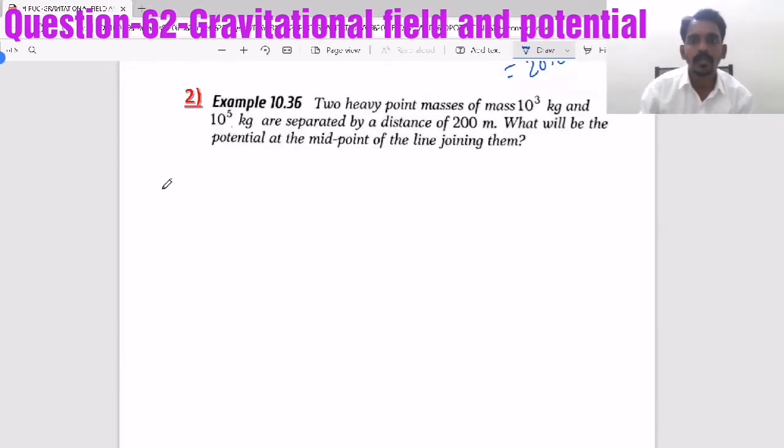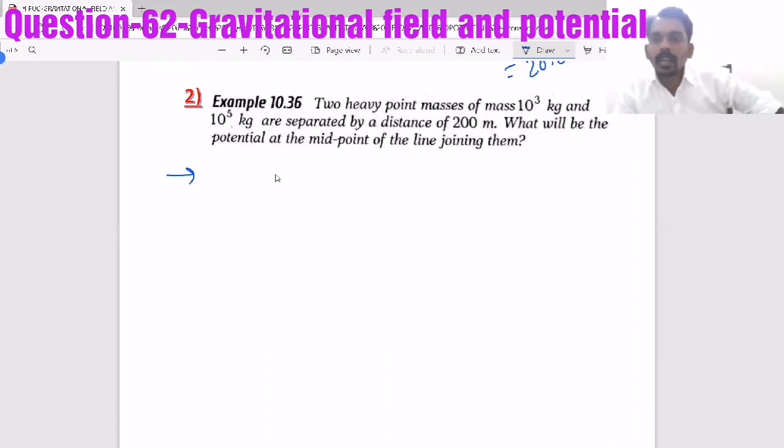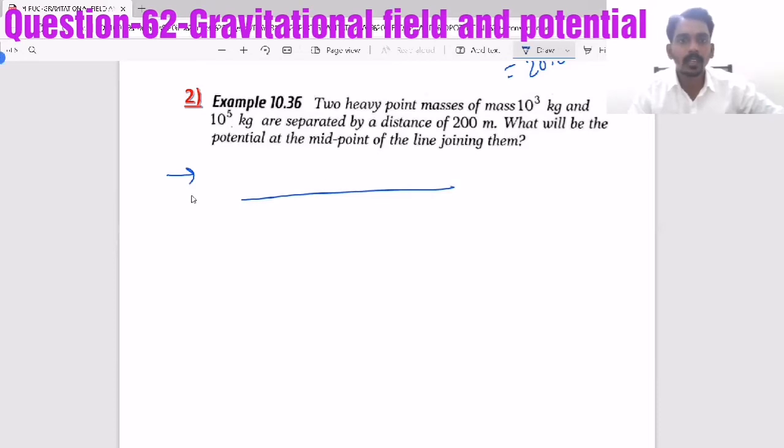Now the next question. Two heavy point masses separated by a distance. What will be the potential at the midpoint of the line joining them? See, whenever they are asking the field and potential due to a number of point masses, potential you can add directly because it is a scalar quantity. But field, when they are asking, you have to apply the vector resultant formula, just like we have done in electrostatics. So two heavy point masses, let's take M1 and M2.